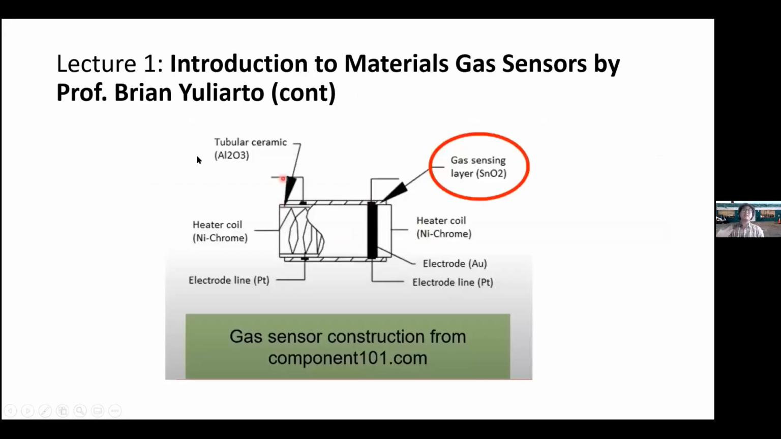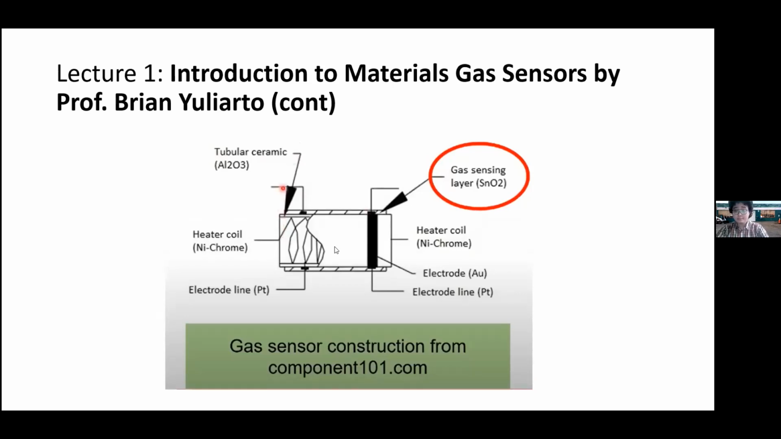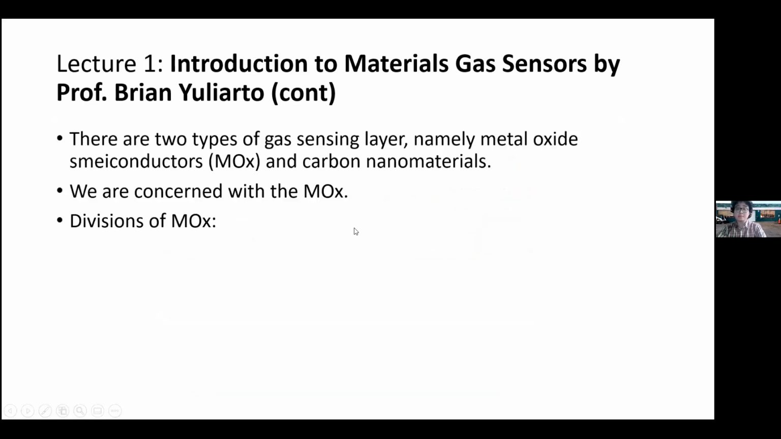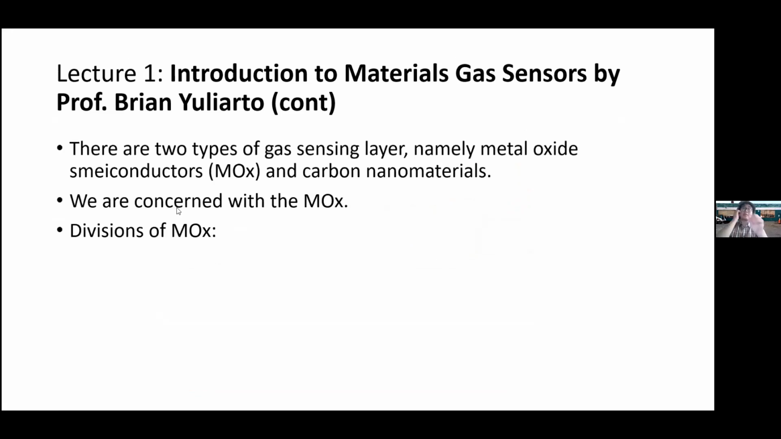Yeah, this is the structure of a gas sensor. In the lecture, Professor Bian talked about the most important part of this sensor, namely the gas sensing layer. Now, what is a gas sensing layer? The gas sensing layer is the one that actually responds when it is exposed to different gases. There are two types of gas sensing layer, namely those made of metal oxide semiconductors or MOX, and carbon nanotubes. In this lecture, we'll talk only about the metal oxide semiconductors.